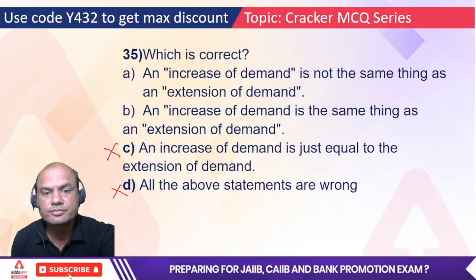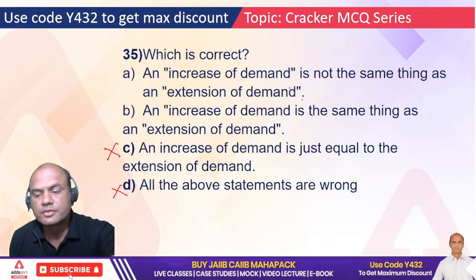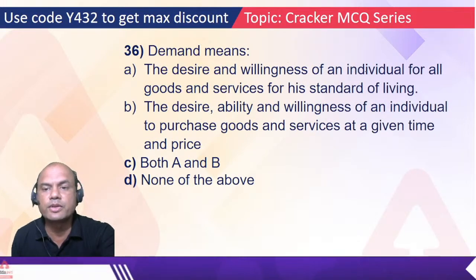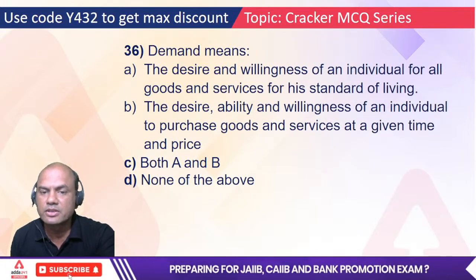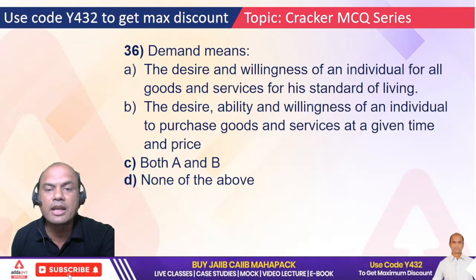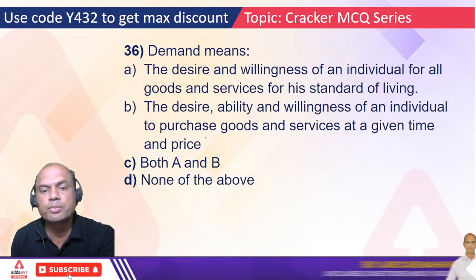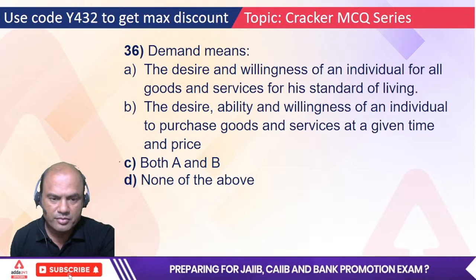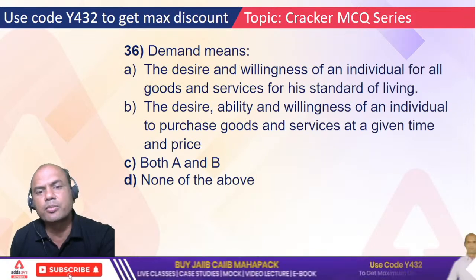Next one. Demand means a desire and willingness of an individual for all goods and services. That's done, forget the remaining part. The desire, ability and willingness of an individual to purchase goods and services; both A and B; and none of the above. Let's see A or B only.